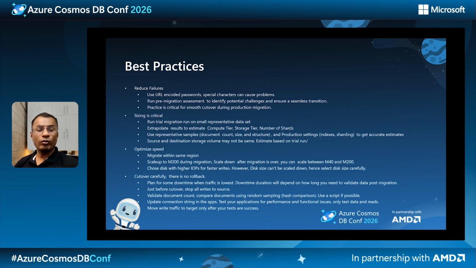Once your validation is done and you are confident, then update the connection string on all your apps and test your application for performance and functional issues. Again, do the performance test using reads only at this point. And once everything looks good and you're ready to cut over, you change the traffic to the target and start your application. Remember, once you move the traffic to the destination, there is no going back, there is no rollback. So all the steps before this are very critical and will make sure that you do not have any challenges post migration.